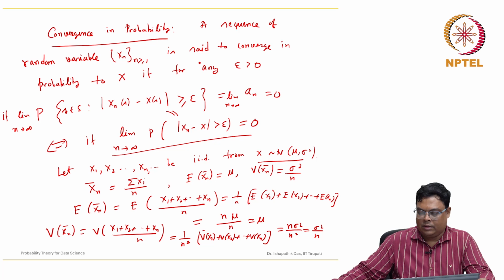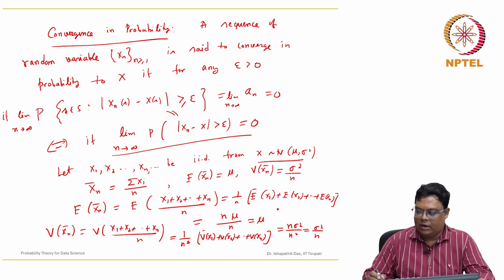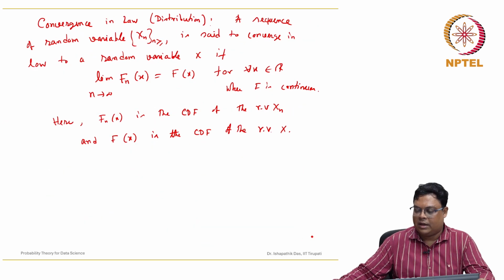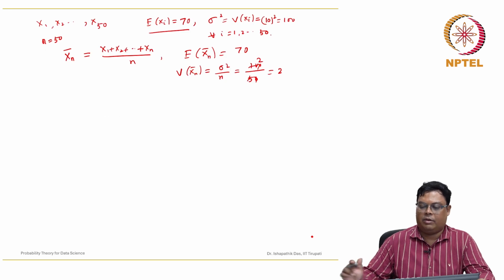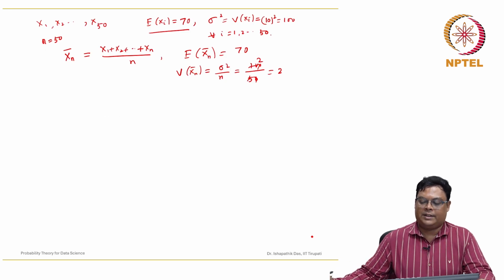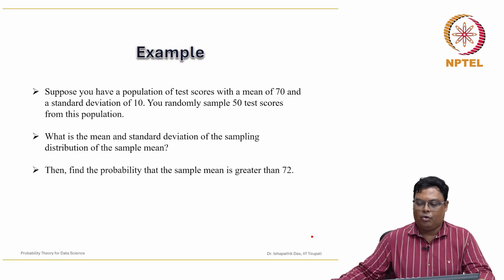So here we can see that for any random variable, the mean of X̄n is mu, and the variance of X̄n you can also compute. Because the Xi are IID random variables with variance sigma square, the variance of X̄n is sigma square by n, that we computed. So now we can compute this value, which we have already found for this example. Here the expected value of X̄n is 70 and the variance of X̄n is 2.